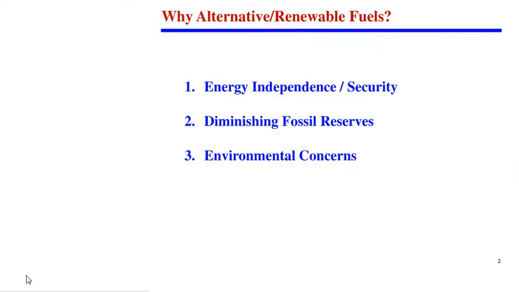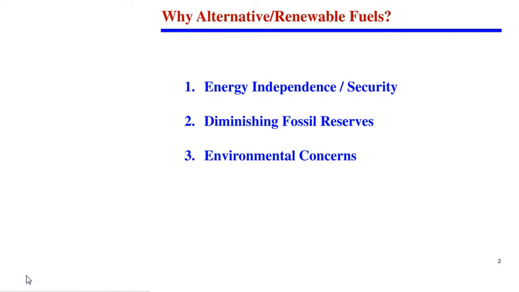So first of all, why alternative or renewable fuels? We all agree that we need energy independence or energy security. This is a vital part of our daily lifestyle. Second is diminishing fossil reserves, because right now we depend mostly on fossil fuels and it's not unlimited. There are many reserves coming up, but they are limited only. They are going to diminish.